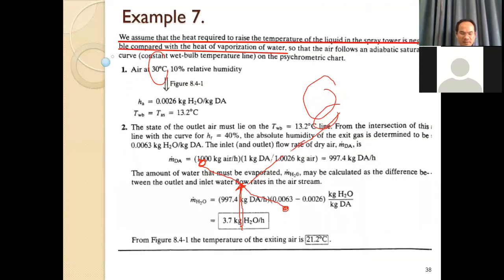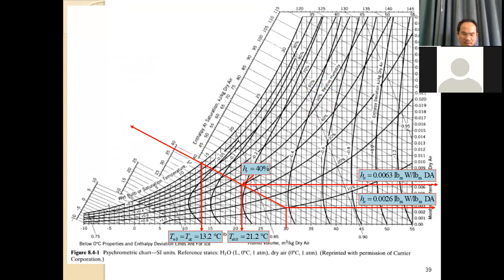You get the outlet temperature at 40% relative humidity. And also you can reach for the exit, you get absolute humidity, 0.0063. This is the absolute humidity, and this is the outlet. This is the inlet. You know this because we follow the line of the adiabatic.